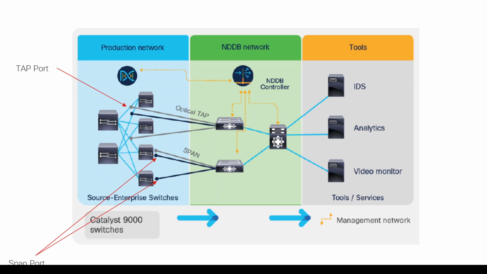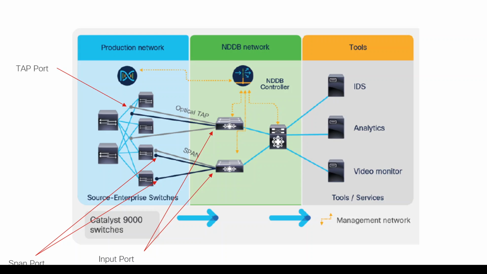A span port is a physical port on a switch which receives a copy of traffic from a source interface or VLAN on the switch and sends it towards the Nexus Data Broker network. In this diagram, you can see the span ports where the red arrows are pointing.